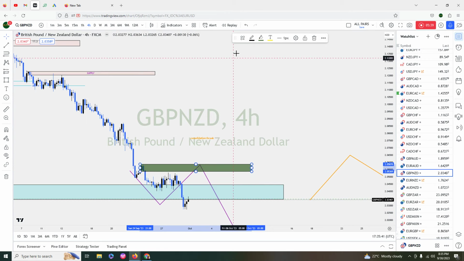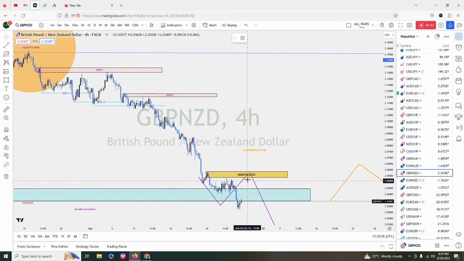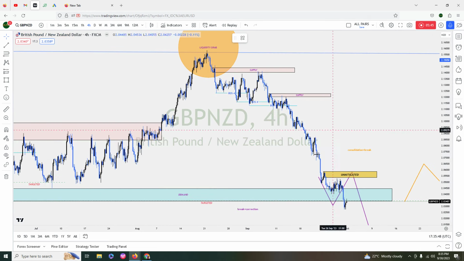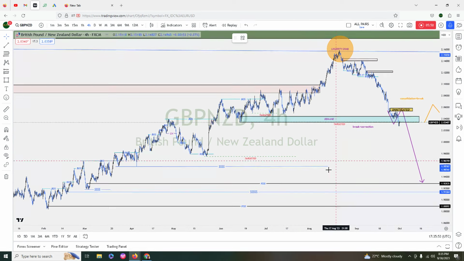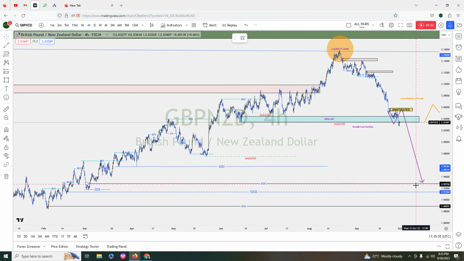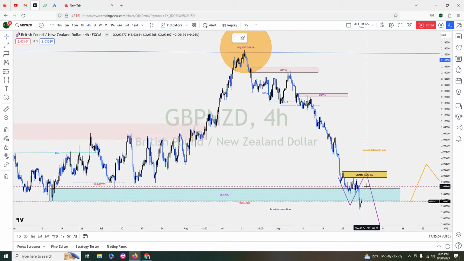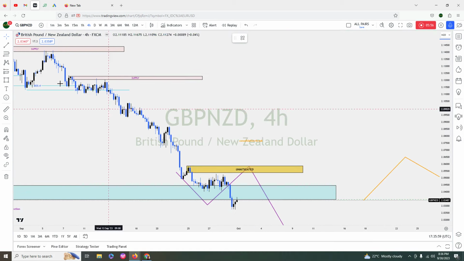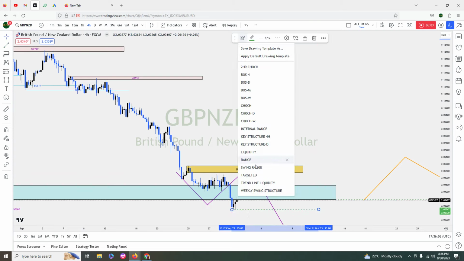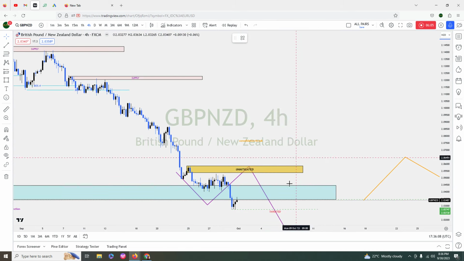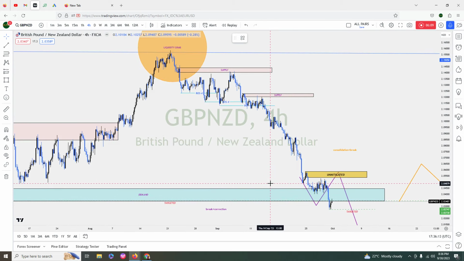I think chances are it will come to this level and mitigate it. It will come to this level before resuming the slide downwards to the 1.95 or 1.92. So my advice would be, if you want to get in on this pair, just wait for this level to be broken. Once that level is broken, you can seek to place your sell limit orders during the correction and you'll be in the trade.